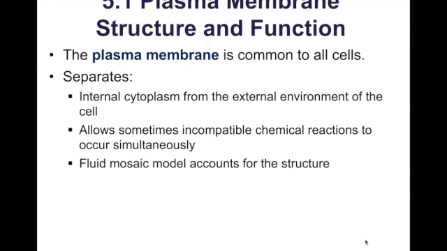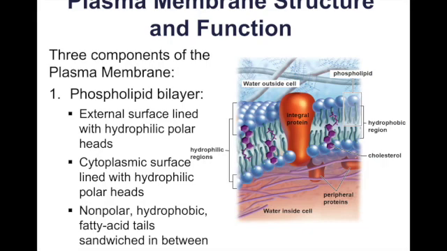Back in the day, there was some debate on the different structures of the cell membrane, but eventually we've determined that the cell membrane is what we call the fluid mosaic model, and we'll talk about that. So the three main components of our plasma membrane: the phospholipid bilayer, which we've already been talking about. The external surface is the hydrophilic polar heads. And then the inside is the hydrophobic part. They want to get away from the water, right? So they automatically orient themselves inside. So those are the hydrophobic fatty acid tails.